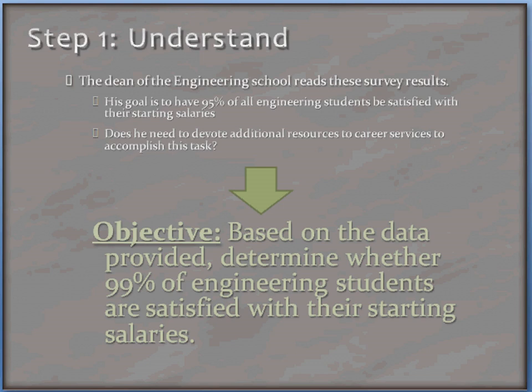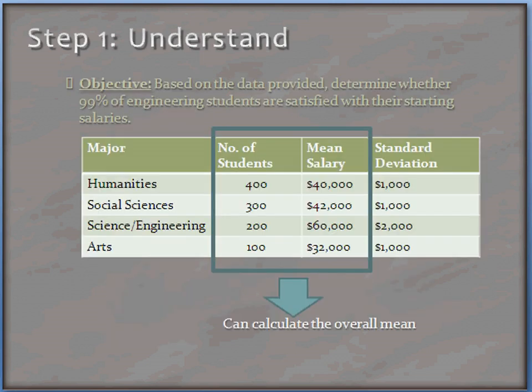Now let's apply Polya's problem-solving process to this question. Based on what the engineering dean has told you, your objective is to determine whether 99% of engineering students are satisfied with their starting salaries. Let's look at the information you have to accomplish this objective.